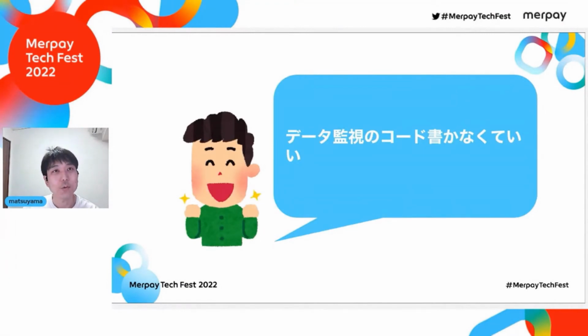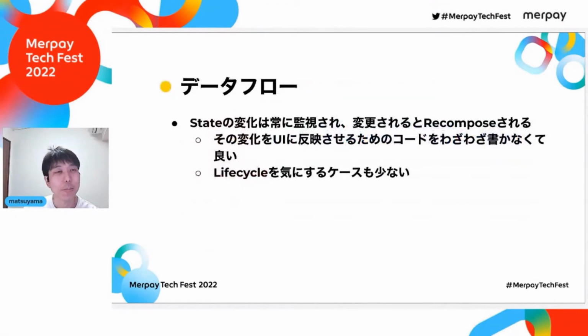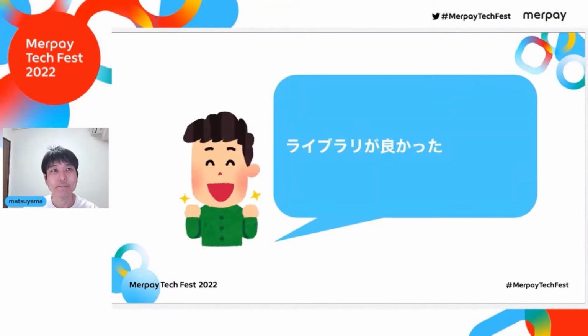So next is I don't have to write the code for data monitoring. In Jetpack Compose, state changes are monitored on their own and recomposed when changed. So it is no longer necessary to manually collect each state. And also, since recompose is only applied while the UI is alive, there is almost no need to worry about lifecycle around it. Next is not about Jetpack Compose itself, but about the library.